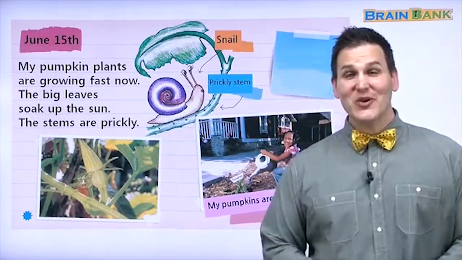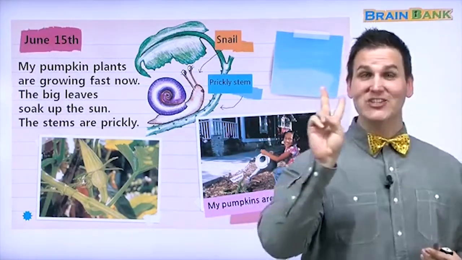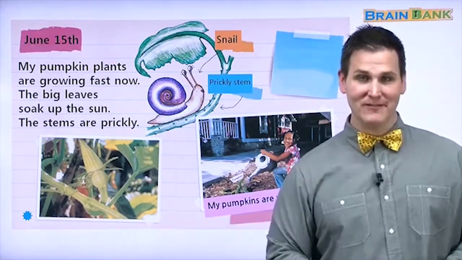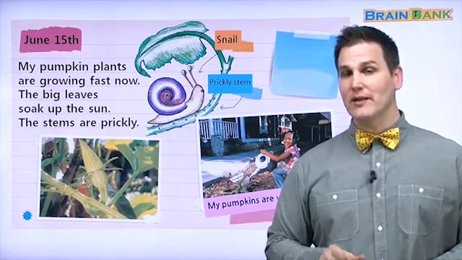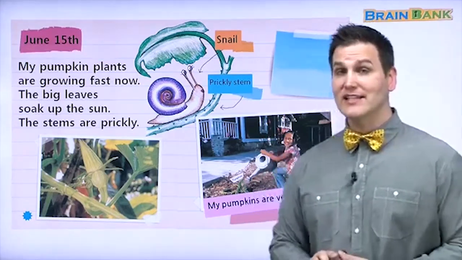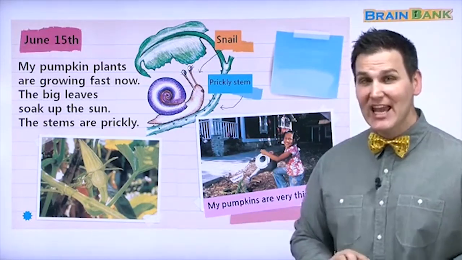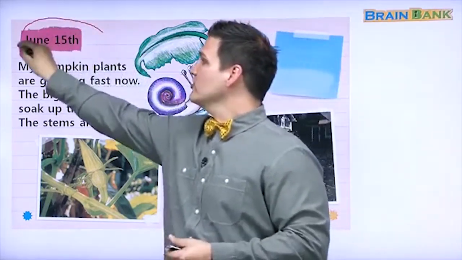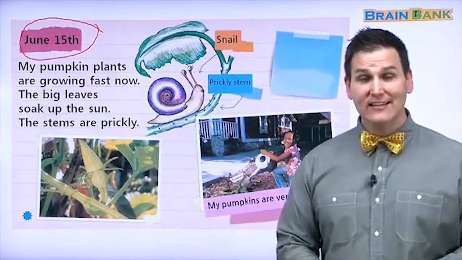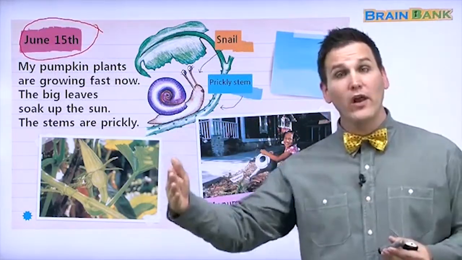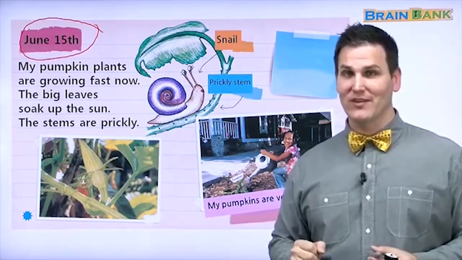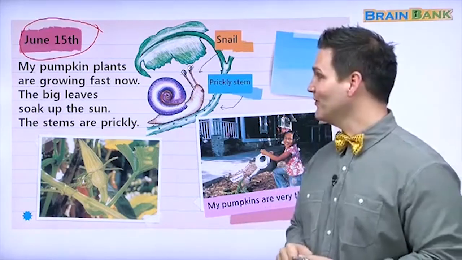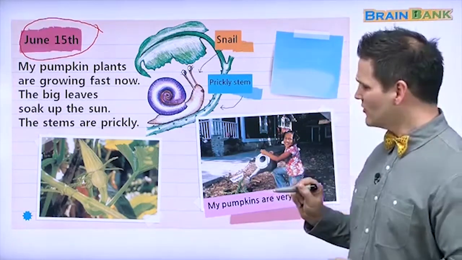Hello, boys and girls. Welcome back for part 2 of A Diary of a Pumpkin. If you remember, in part 1, the last date was May 5th. Now we have June 15th, more than 1 month later. Let's see how much the pumpkin has grown. Let's look at the pictures.